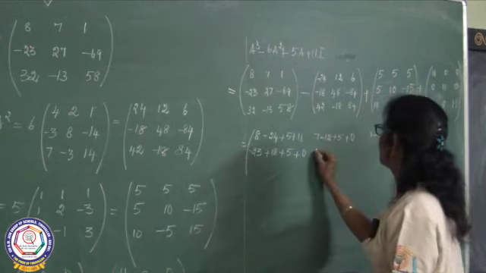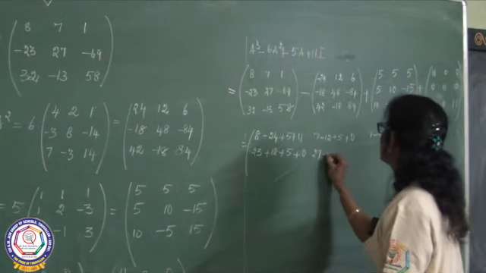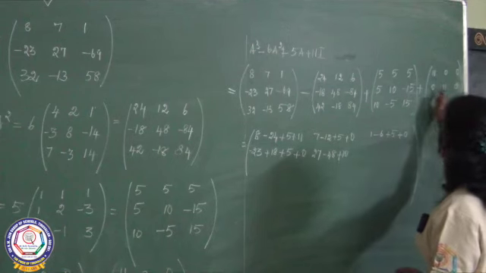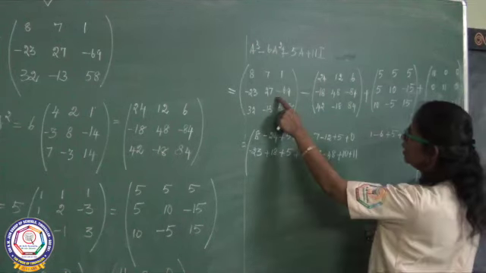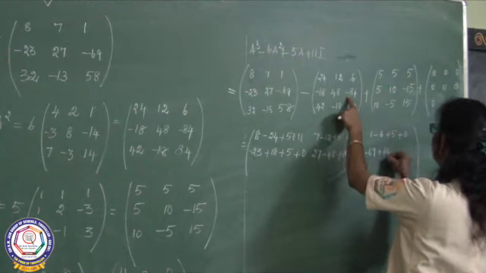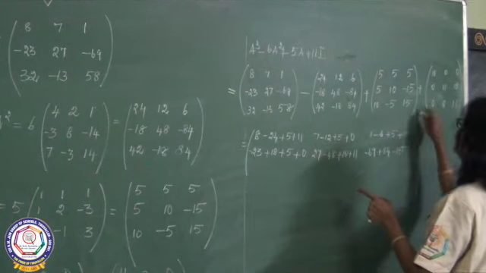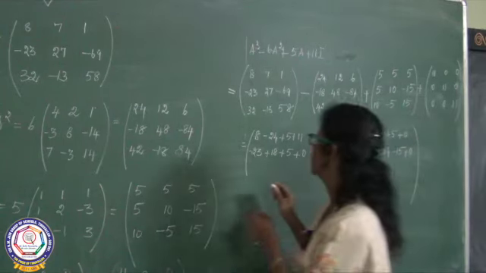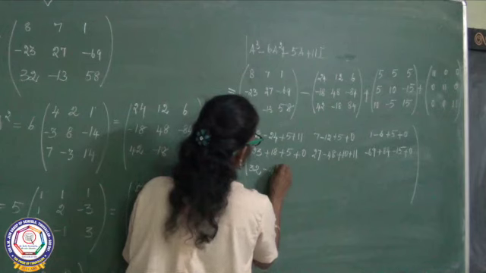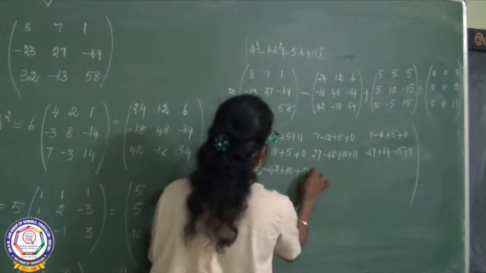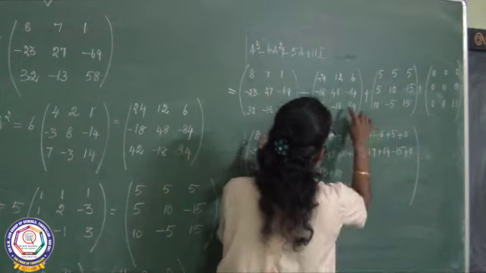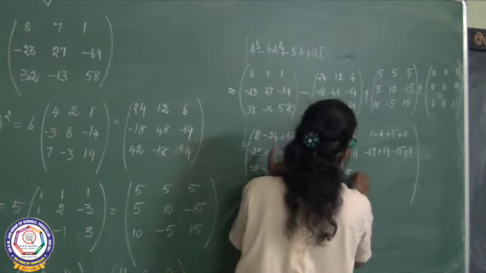Next, 27 minus 48 plus 10 plus 11. Here minus 69 minus into minus plus 84 minus 15 plus 0. Corresponding entries you should be careful. 32 minus 42 plus 10 plus 0. Minus 13 minus into minus plus 18 minus 5 plus 0.